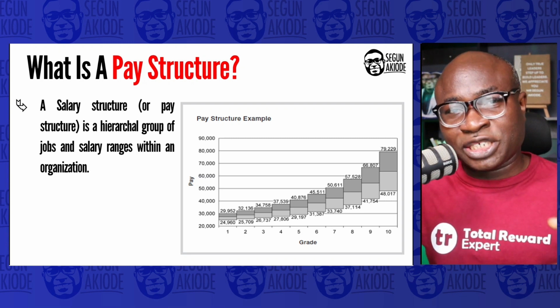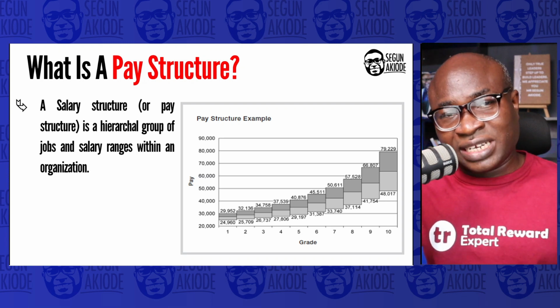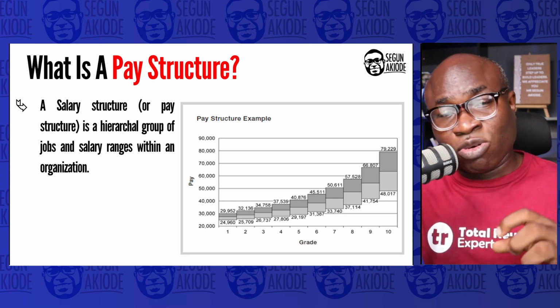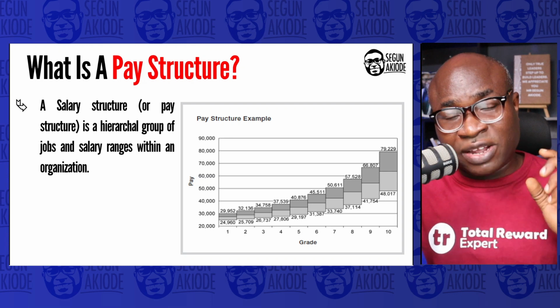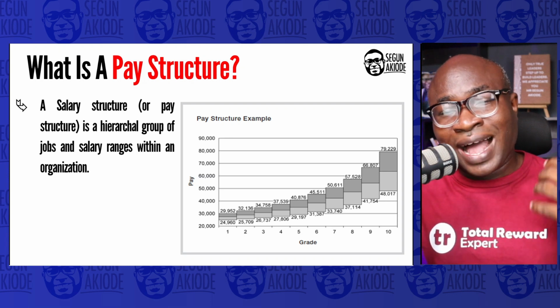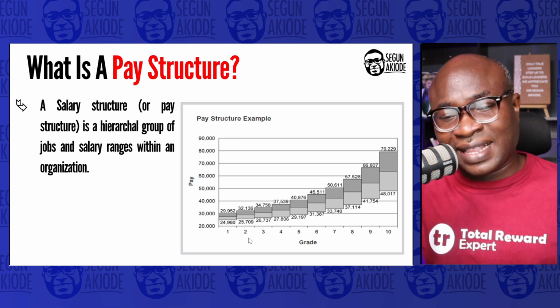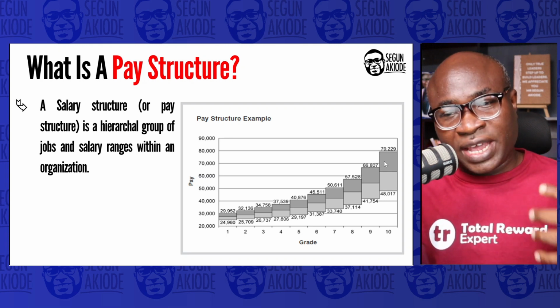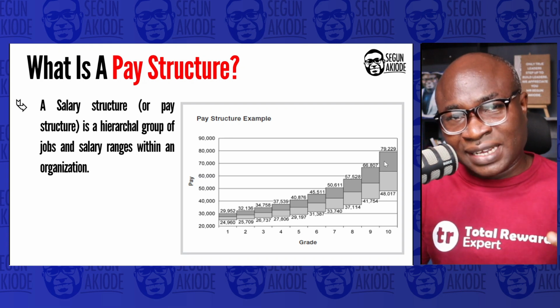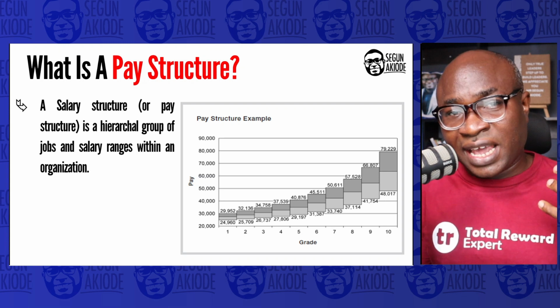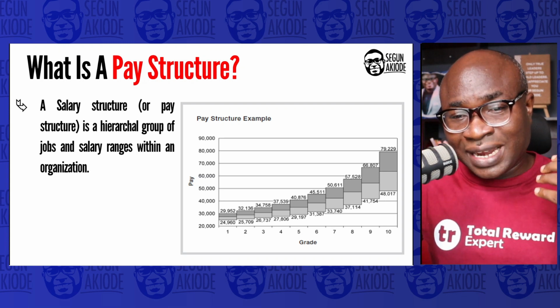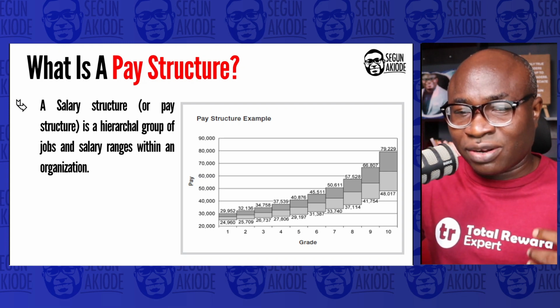So when you match salary ranges in terms of minimum, midpoint, and maximum to each of your job grades, they form a salary structure, and they stack up like stairs, like what you have here. So what we're going to be doing today is creating a salary structure using Excel. So let's get into Excel right away.